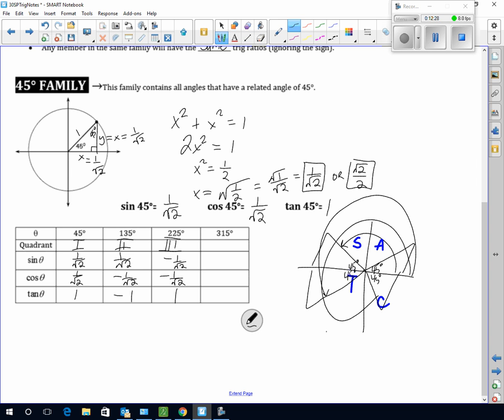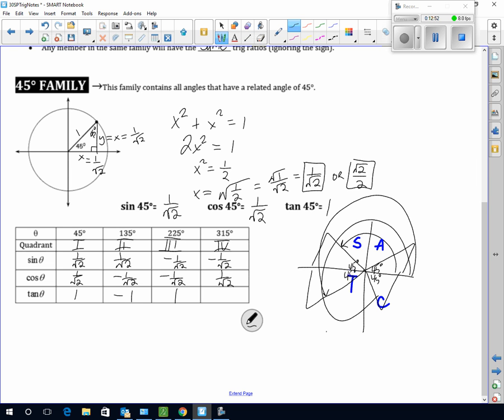What's sine of 315 degrees? Negative 1 over root 2. Very good. What's cos of 315 degrees? Yes, it's going to be positive 1 over root 2. And then tan of 315 degrees? Negative 1. Very good. Okay, so we're going to memorize these things.